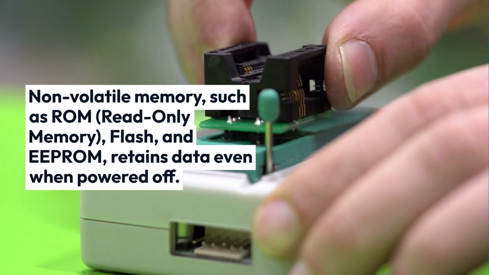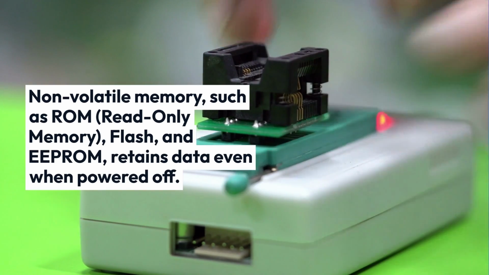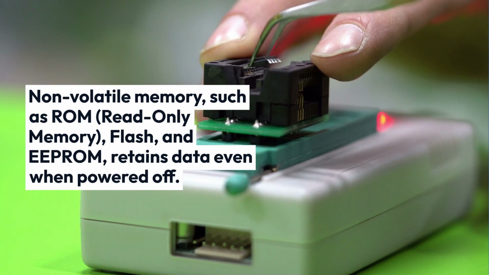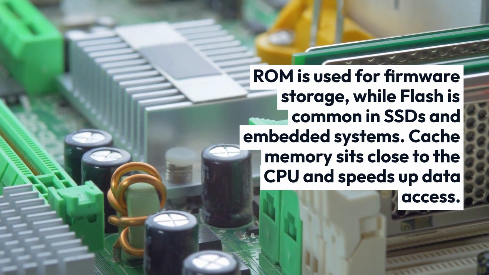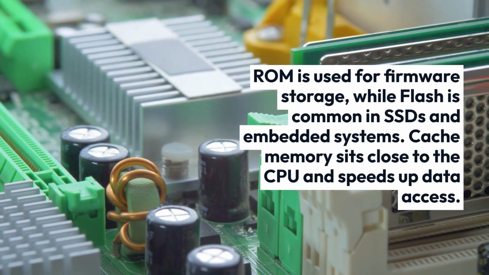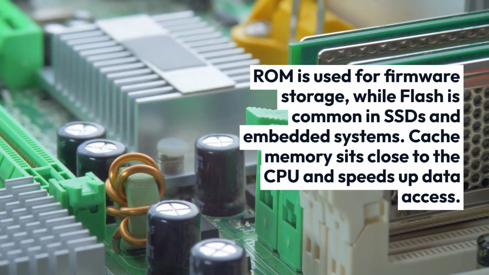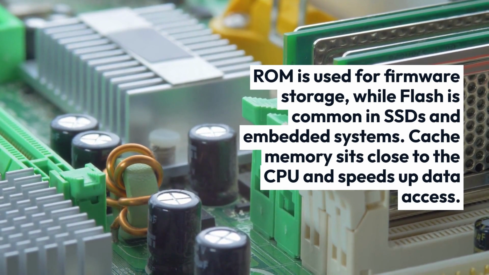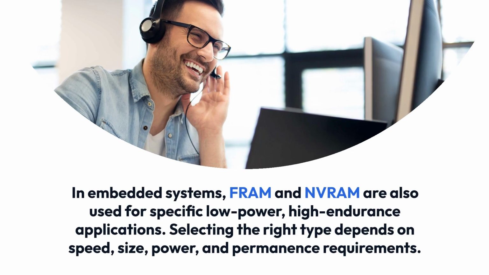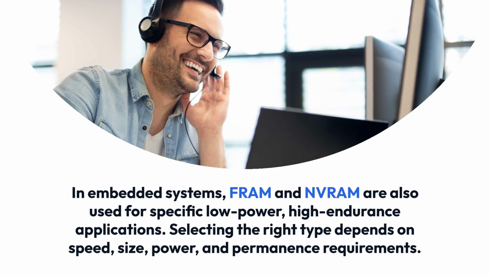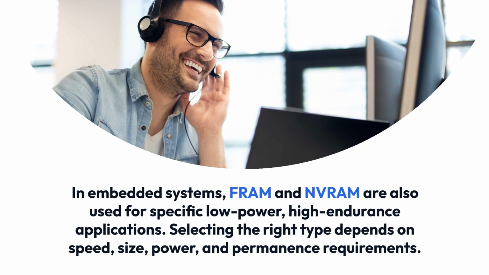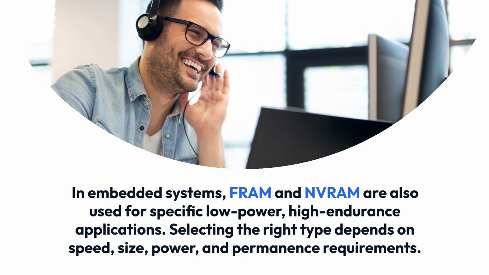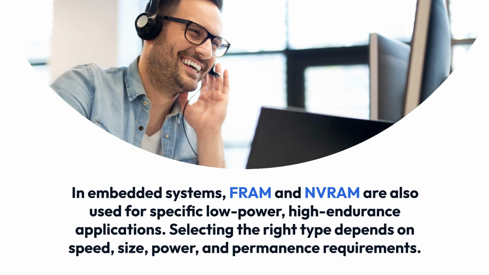Non-volatile memory, such as ROM (read-only memory), flash, and EEPROM, retains data even when powered off. ROM is used for firmware storage, while flash is common in SSDs and embedded systems. Cache memory sits close to the CPU and speeds up data access. In embedded systems, FRAM and NVRAM are also used for specific low-power, high-endurance applications. Selecting the right type depends on speed, size, power, and permanence requirements.